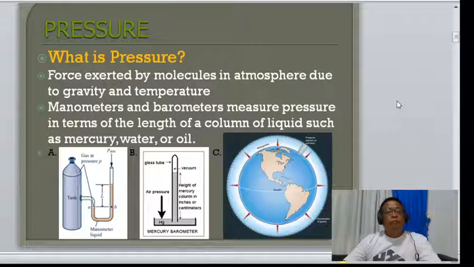We have manometers and barometers. These manometers measure the pressure differential or the change in pressure between the first elevation and the second elevation. Meaning we are measuring the difference of the actual pressure and the atmospheric pressure. Another is the barometer. The barometer measures the atmospheric pressure.